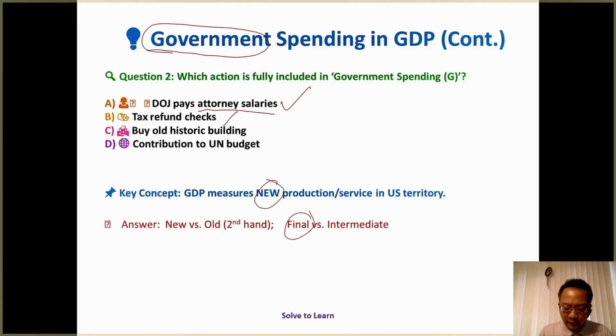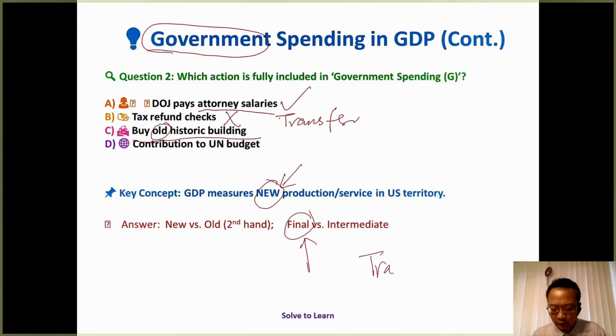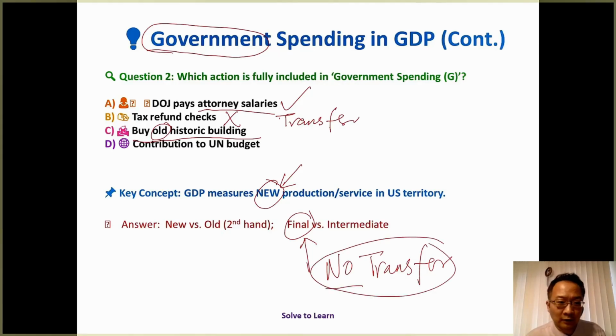As for the tax refund checks, as we already saw in the first question, that's a transfer payment, a kind of transfer. Because I already paid extra, of course you need to refund me. Okay, for the third option, C is a bit tricky. It says you bought an old historical building. The issue is that it's old. Remember, for GDP to count in the current year's GDP, it has to be new production from that year, not secondhand. Second, it must be final. And third, it absolutely cannot be a transfer. Transfer payments are definitely wrong. They cannot be counted. No transfers. Once you get these three points down, it becomes much easier to answer these questions.